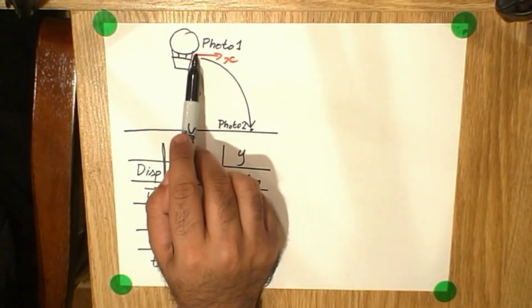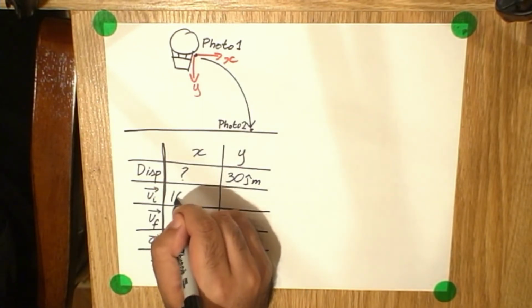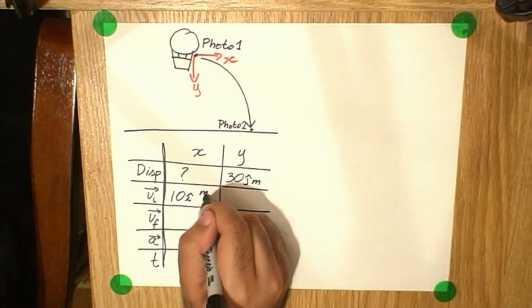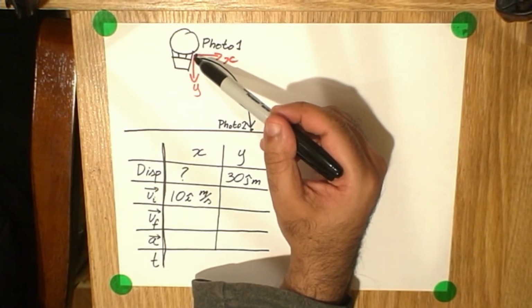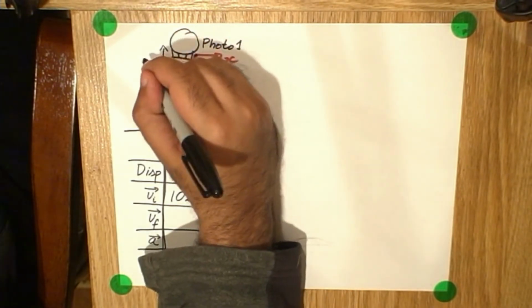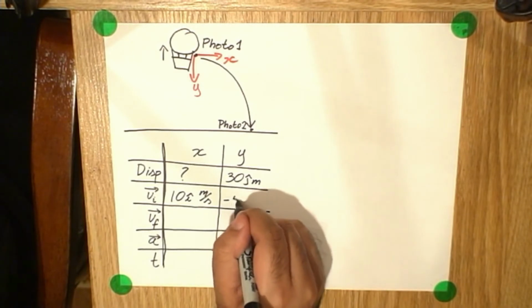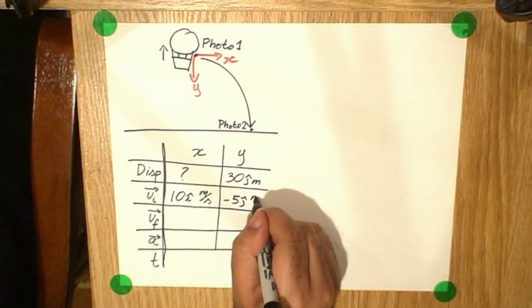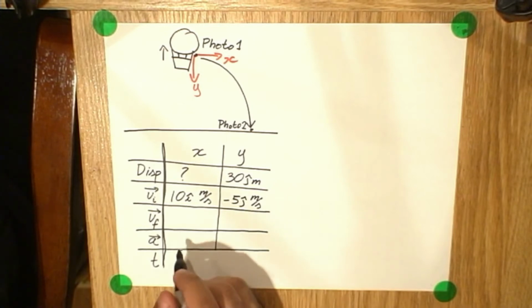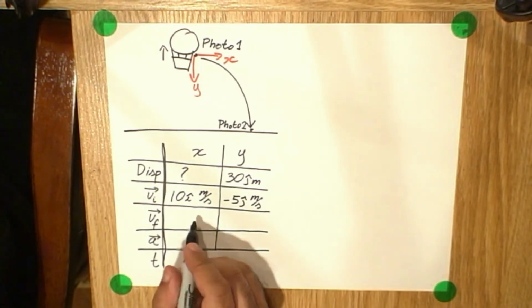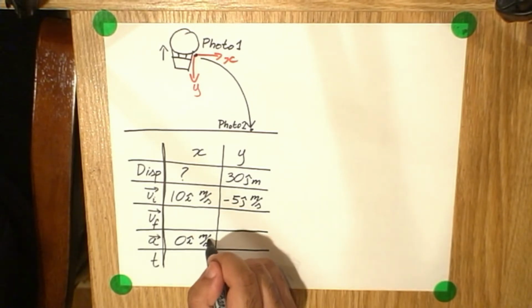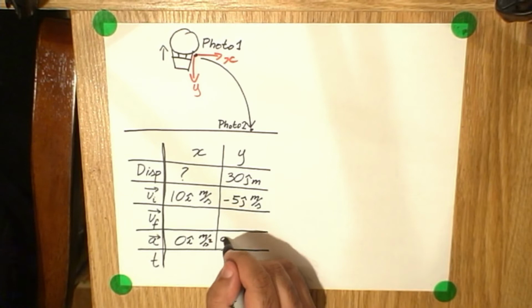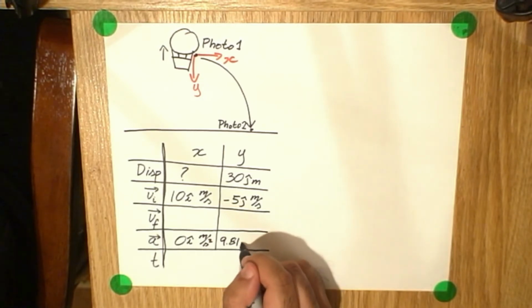Its initial velocity in x is 10 because it was thrown at 10 meters per second. The initial velocity in y will be -5 because that's the speed with which the balloon was rising. The acceleration is 0 in x, and it is positive 9.81 in y.